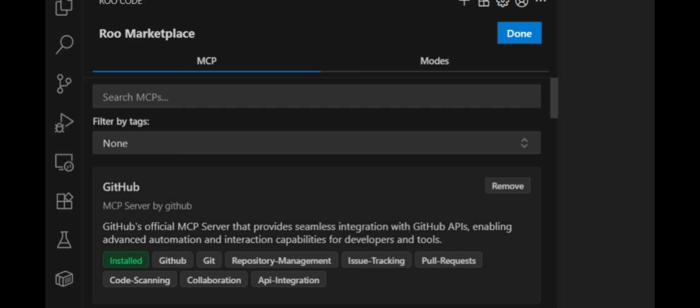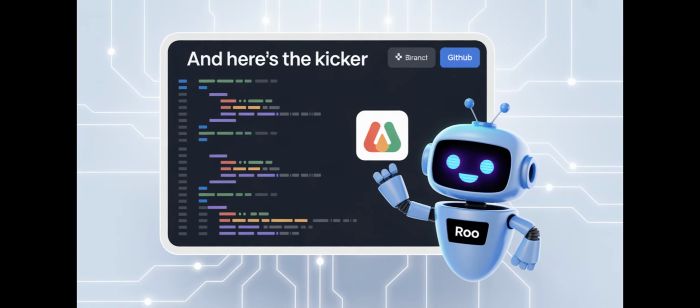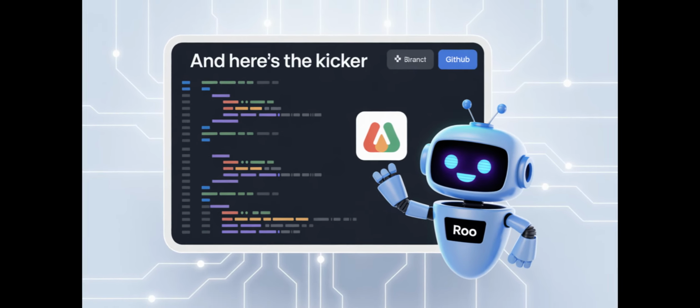I'll also show you how to hook it up with the GitHub MCP server so Roo can create branches, open pull requests, and manage issues, all without leaving your editor. It's like turning VS Code into your personal AI-powered DevOps teammate.